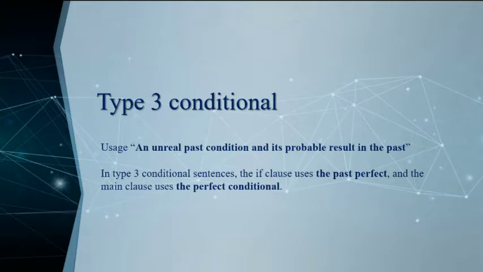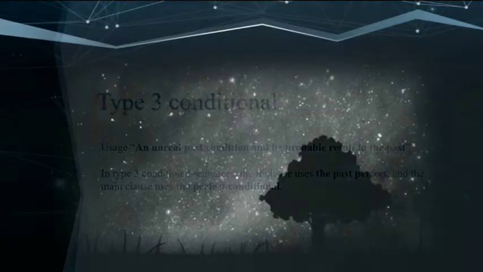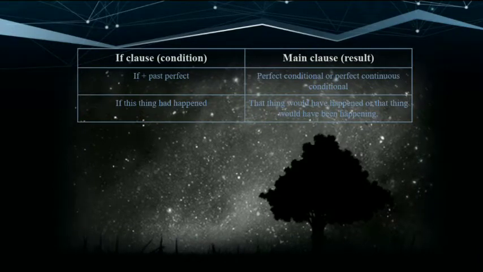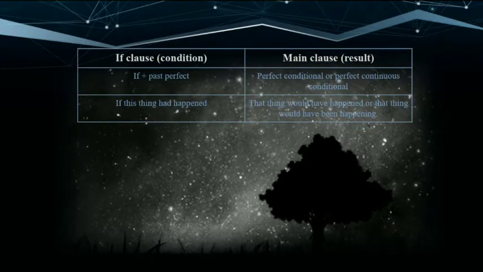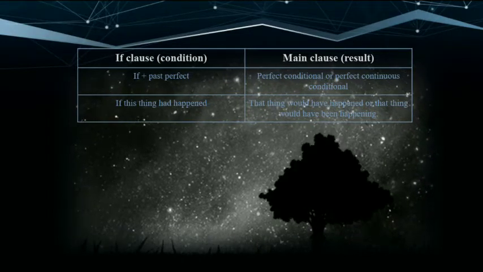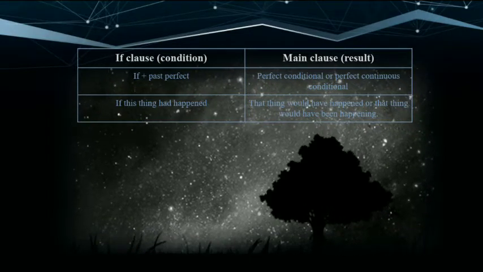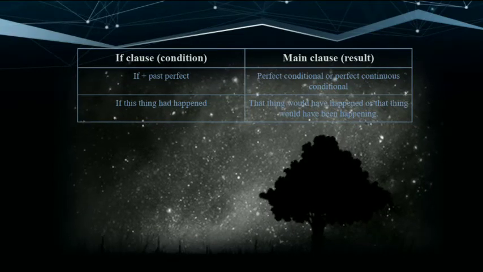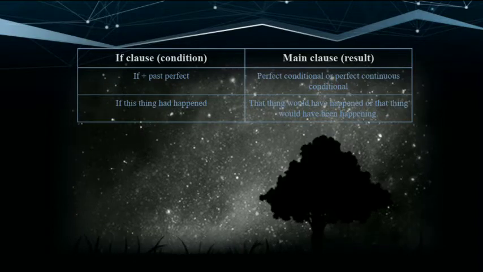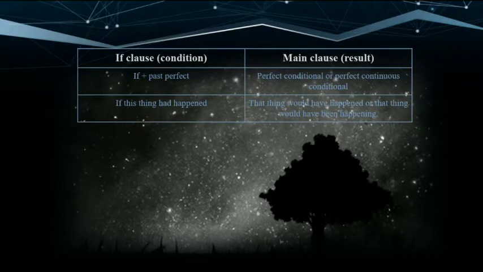In type 3 conditional, the if clause uses the past perfect and the main clause uses the perfect conditional. Let's take a look at this table. If plus past perfect plus perfect conditional or perfect continuous conditional, which is if this thing had happened, that thing would have happened, or that thing would have been happening.